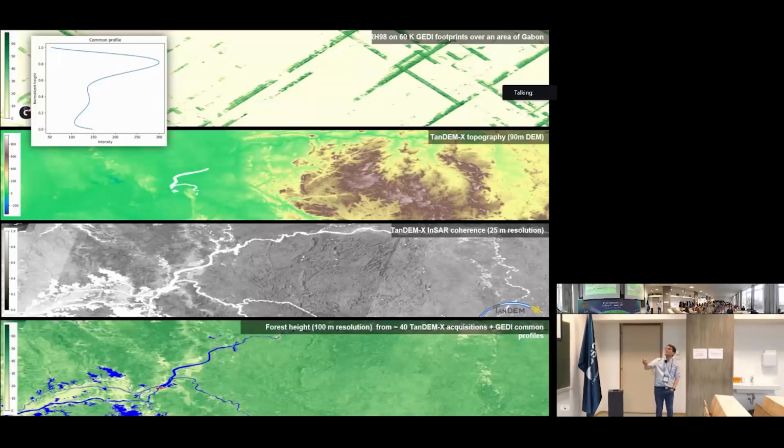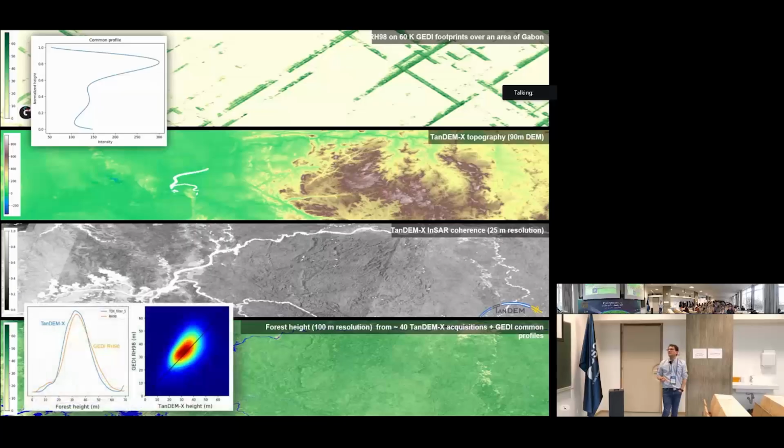And this is where you started with GEDI, and this is what you end up with TanDEM-X using the GEDI information. So you fill up the space between the GEDI height information, and therefore you now get a continuous map. How good is it? For what you could do in this case, it's pretty good.